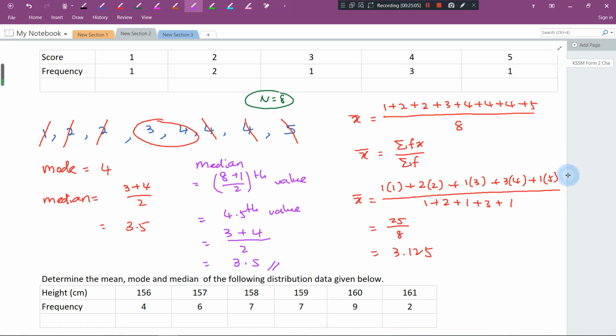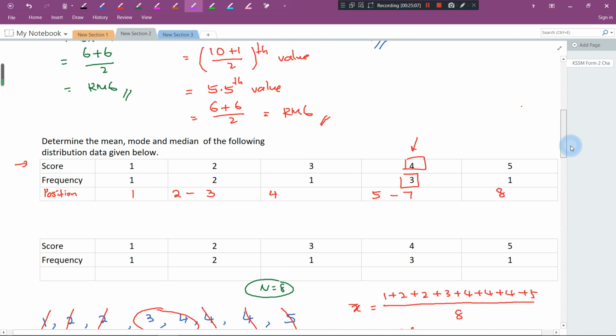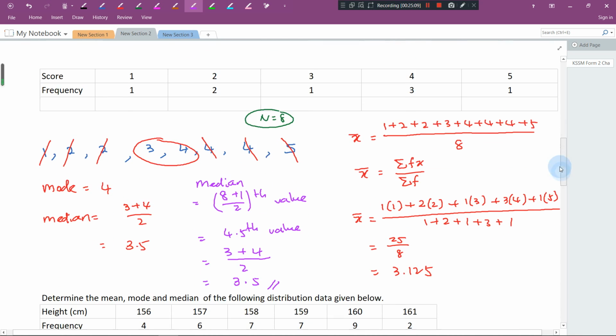So this is another way to help us get the answer without listing all the data like this. In the exam, normally we don't have time to list out all the data like this. So I do it this way just to show you, just to make you understand.